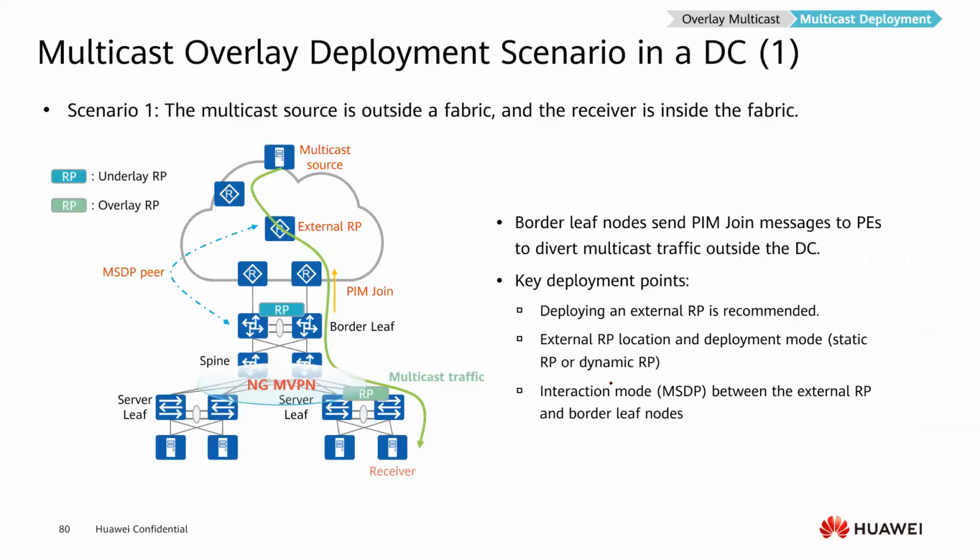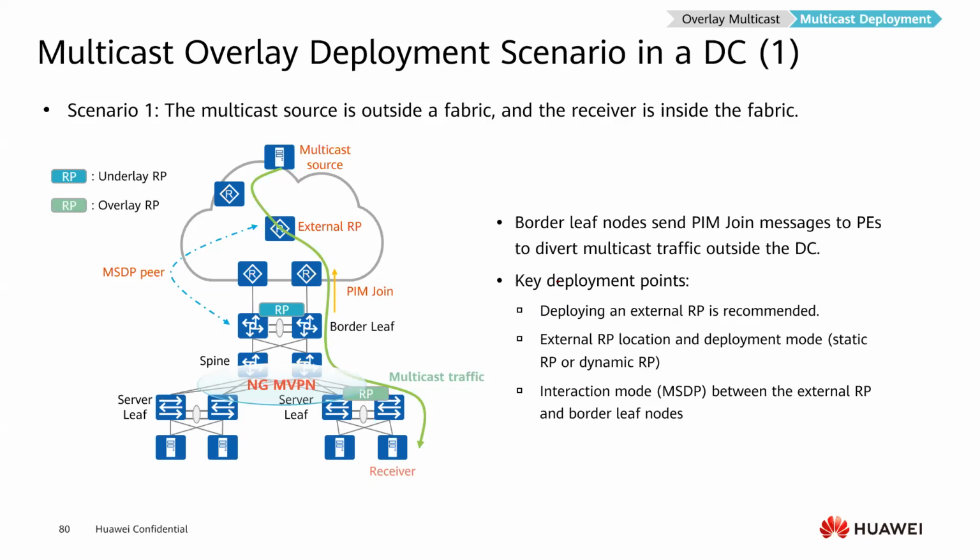Now let's look at some traditional multicast deployment in the DC network. The first scenario is that the source is outside the fabric and the receiver is inside the fabric. You will find that the receiver is inside the fabric, but the multicast source is outside the network. In this scenario, the border leaf node will send a PIM join message to the PE to divert the traffic outside the DC.